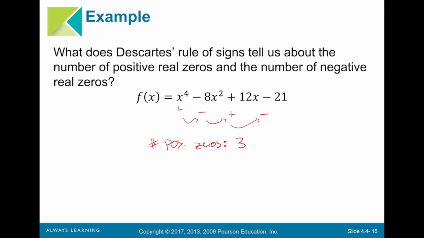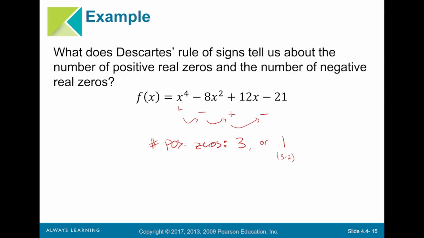I have 3 because I have 3 sign changes, but I can also have 1 positive zero because I'm taking 3 and counting down by 2, just as we did before. So I can have 3 or 1. I can't count down by 2 again, or I'd have negative 1, and that doesn't make sense in this context. So I either have 3 positive zeros, or 3 places where my graph crosses the axis, or I have 1 positive zero.